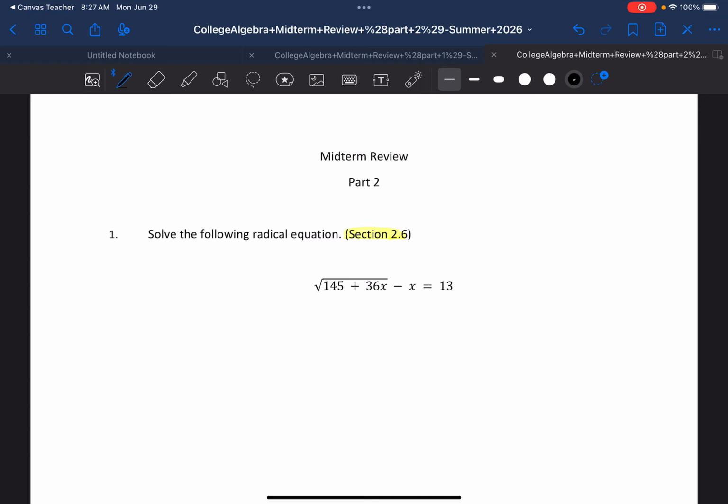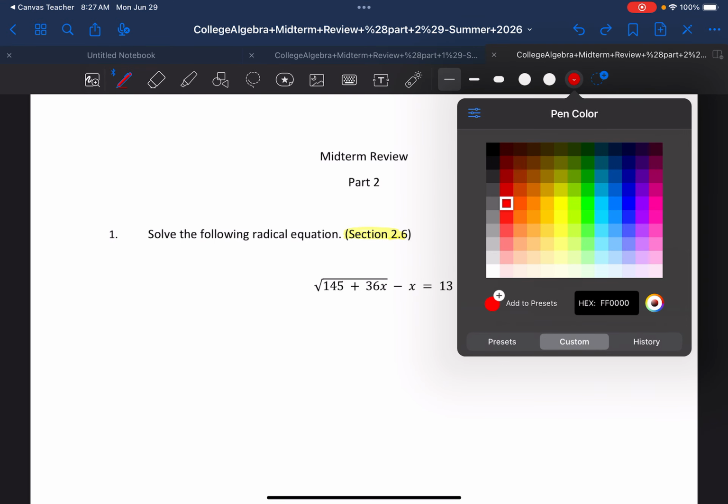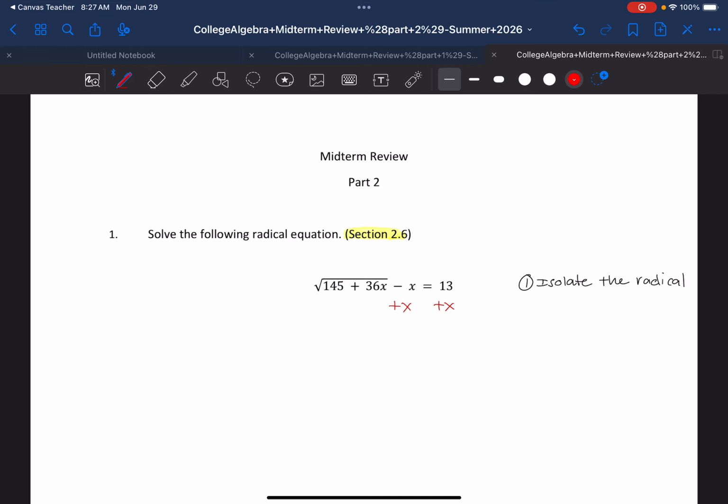So when you see an equation like this with a radical, and this one specifically is a square root, the first thing you want to do is to isolate the radical. So get it by itself on one side. So right now this whole thing is my radical. So I want to get rid of that negative x by doing the opposite operation. So I'm going to add x to both sides to cancel it on the left.